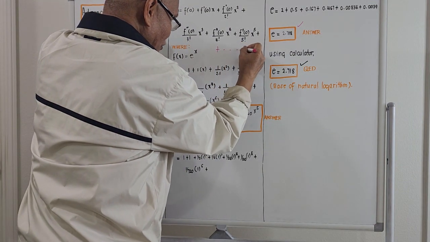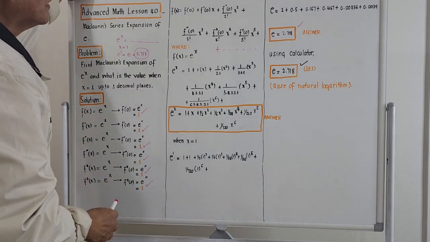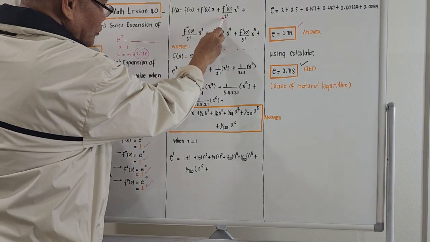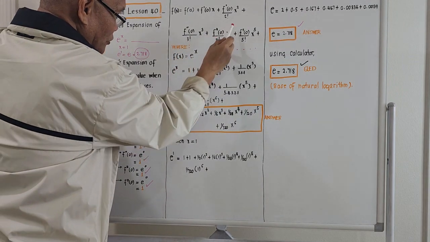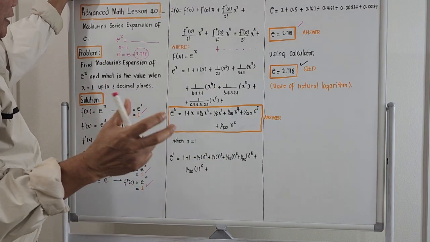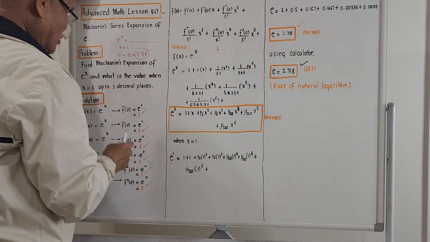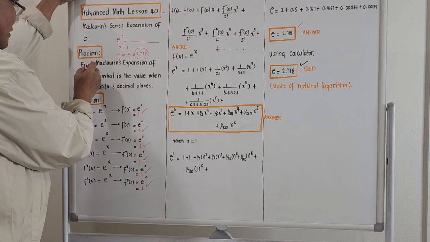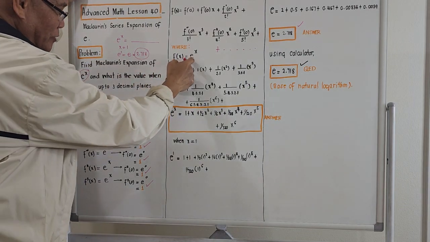Okay, it depends on what function you are taking. If this is 2, this should be 2. If this is 3, this should be 3. If this is 4, this should be 4. If this is 5, this should be 5. Okay? For the given problem, we will place function of x to be equal to e to the x. That's what the problem is asking, right? It is e to the x. So our function of x is actually e to the x.